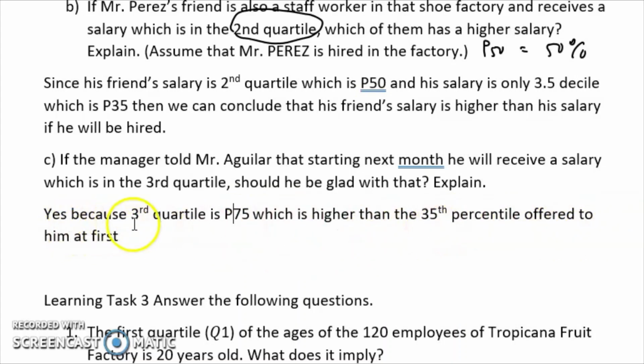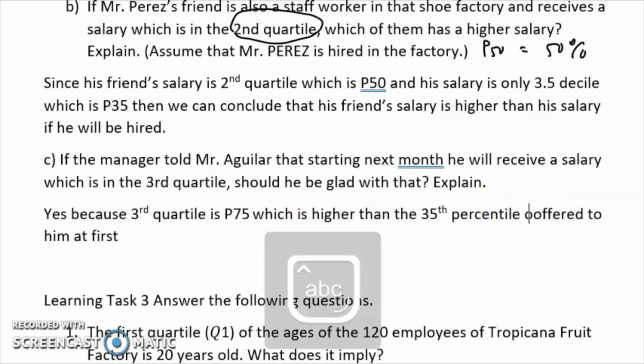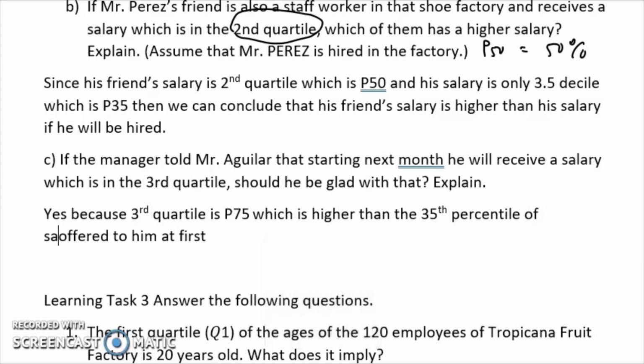Tama ba? Yes, because third quartile is P75, which is higher than P35th percentile of salary offered to him at first.